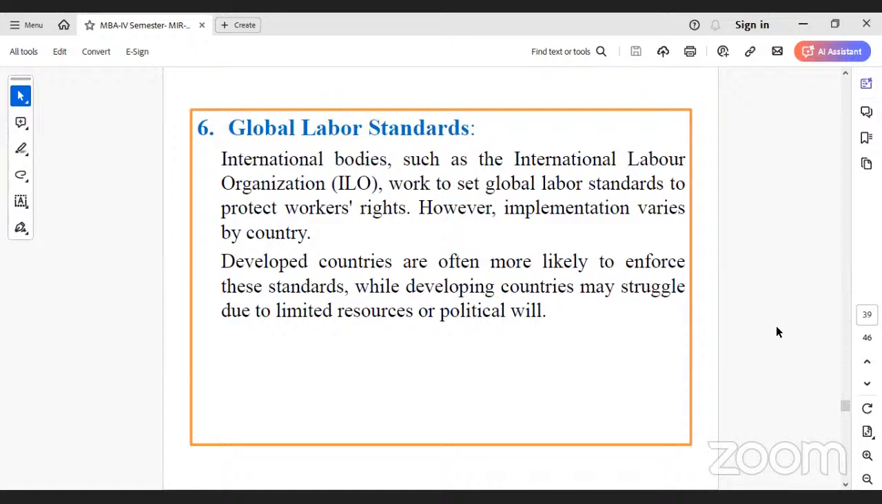And what are global labor standards? International bodies such as the International Labor Organization (ILO) work to set global standards to protect workers' rights. However, implementation varies by country. Developed countries are often more likely to enforce these standards, while developing countries may struggle due to limited resources or political will. Global labor standards also depend on political parameters. That's the reason international labor law sets standards, but countries implement them in different ways, country by country.